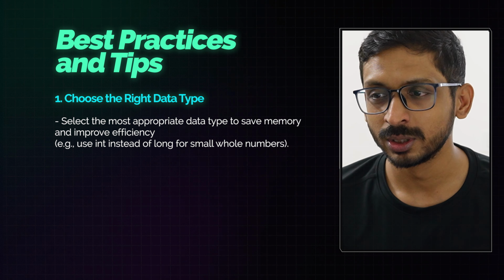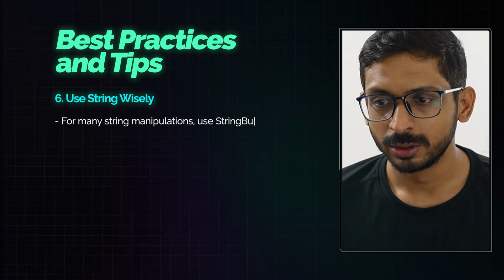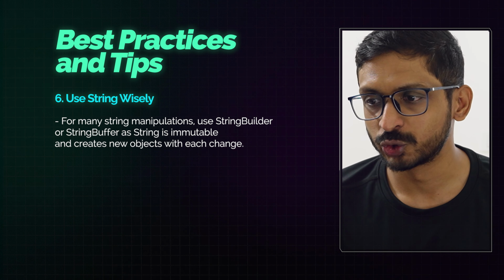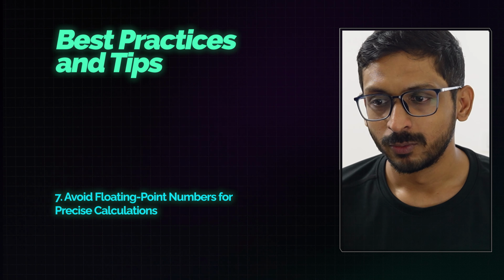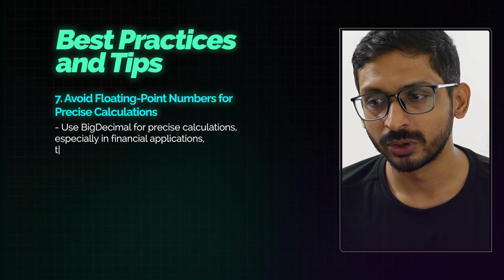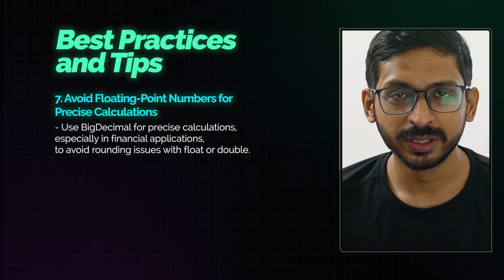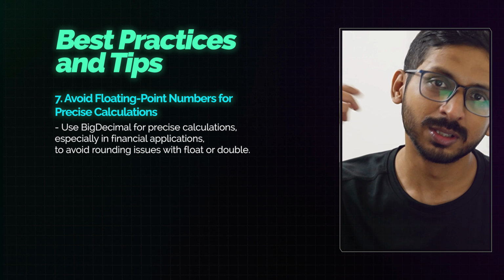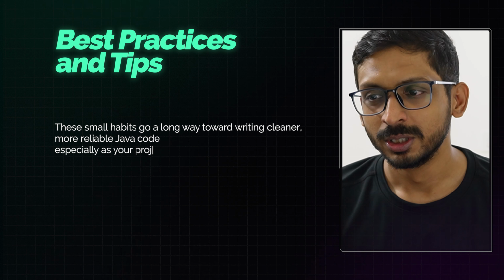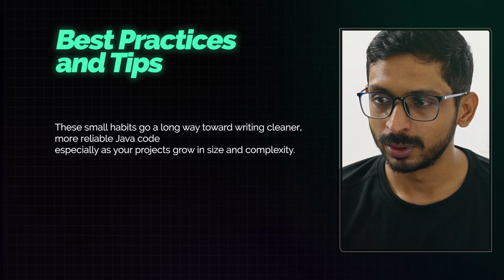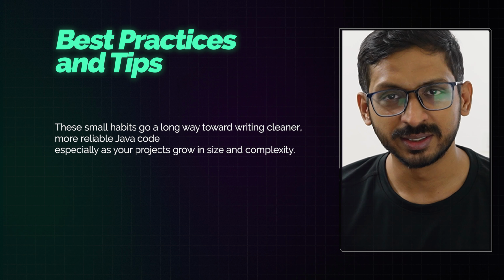Even though primitives have default values like 0 or false, it's always good practice to initialize them explicitly. It makes your code more readable and avoids surprises. Remember, strings are immutable. If you are doing a lot of string manipulation, use StringBuilder or StringBuffer. These are the two concepts which we will see in the string section. For financial or high precision calculations, don't rely on float or double. Use BigDecimal instead. BigDecimal is another wrapper data type which we will see. These small habits are going to go a long way towards helping you write cleaner, more reliable Java code, especially as your projects grow in size and complexity.